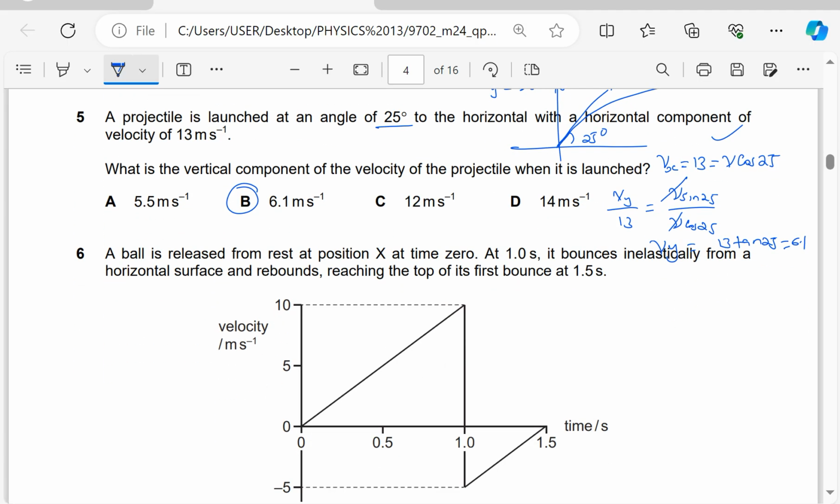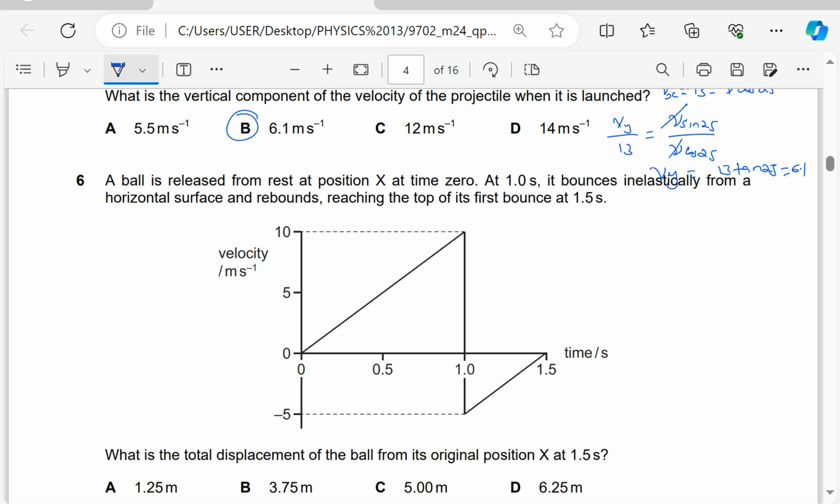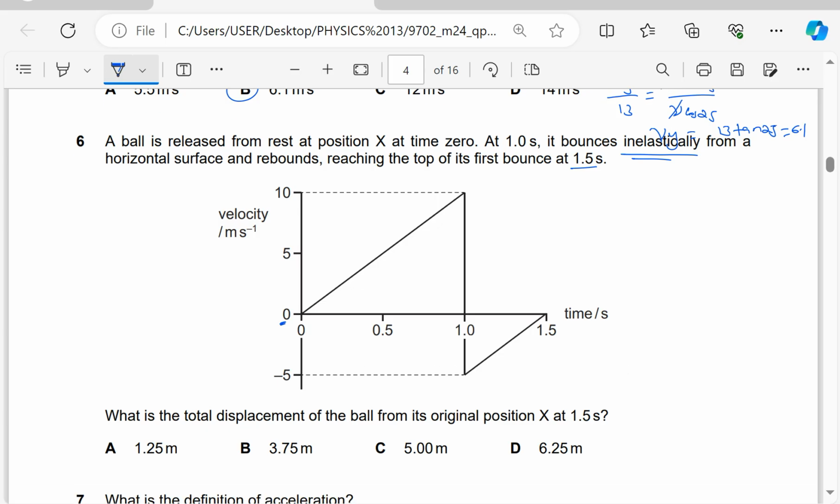The ball is released from rest at position X. So initial velocity is 0. The graph is starting from 0. At t equals 1, it bounces inelastically. It is inelastic, so that means there is loss of some energy, from a horizontal surface, and it rebounds, reaching the top of its bounce at 1.5 seconds. What is the total displacement of the ball from its original position?